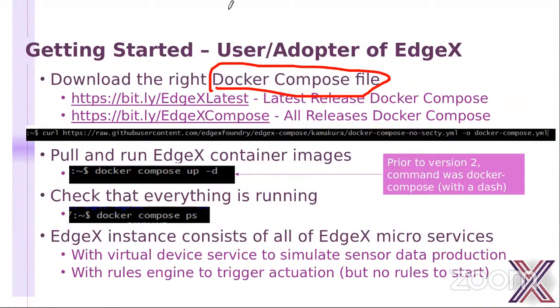If you go to bit.ly EdgeX latest, you'll find the latest Docker Compose file, the one that you'll use for the version we have out today, which is called Kamakura. If you want to see all of the Compose files, all the options, if you will, to look at all the various versions and or all the various types of configurations for EdgeX microservices being up and running, you could take a look at EdgeX Compose to see all of those at that bit.ly address. I'll take a look at these here in just a second and we'll see what's available.